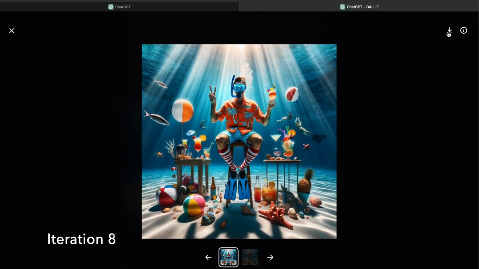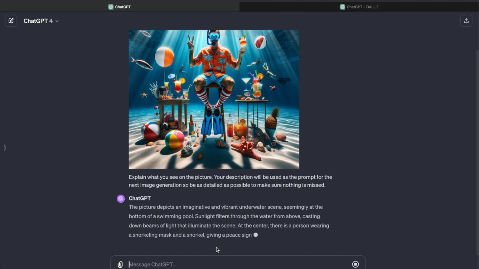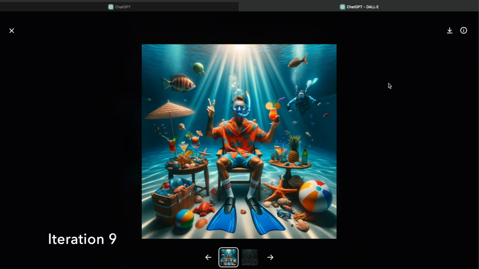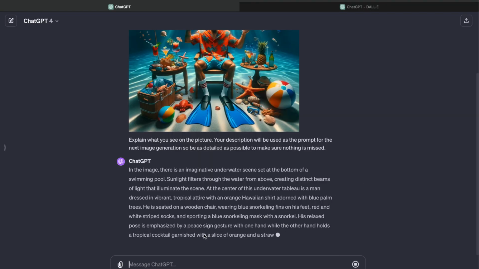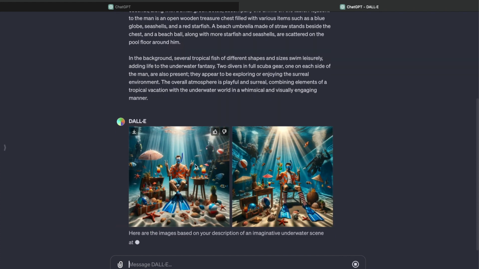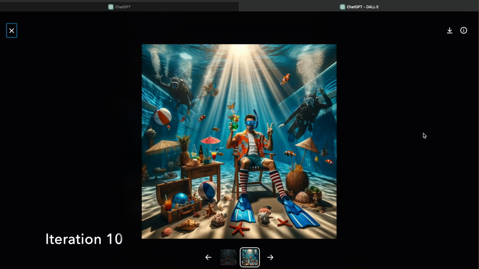This is picture number 8. Picture 9. And here we have the final picture, number 10. For some reason, the sides of the swimming pool came back and we ended up with an underwater sea-themed tropical cocktail party, complete with a treasure chest, shells, beach balls, fish swimming and 2 divers.